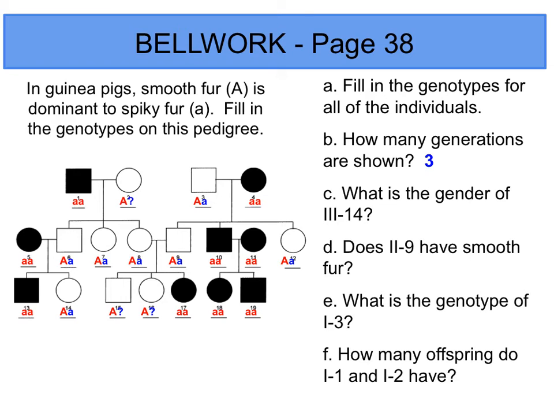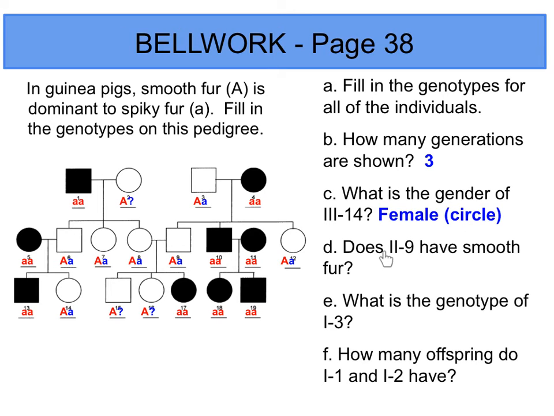Our next question is, what is the gender of individual 3-14? Now, a lot of times, a pedigree will have Roman numerals to indicate the generation. This Roman numeral will tell us generation 3, so generation 1, generation 2, generation 3, and individual 14 is this one right here. And it asks us, what is the gender? Now, you just have to remember that squares are males and circles are females. And then you see that this one is a female.